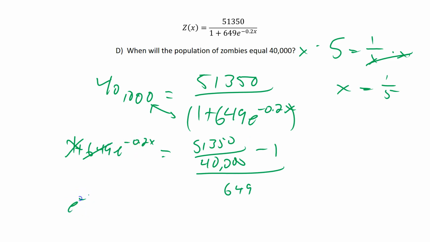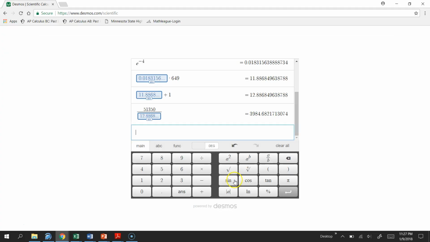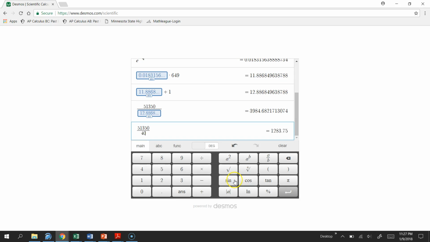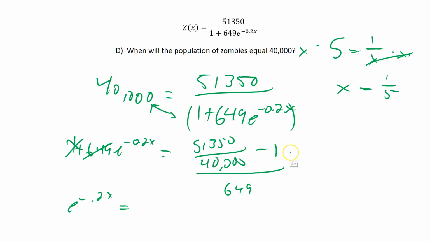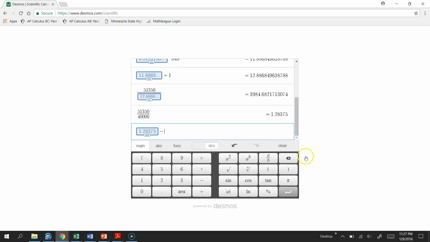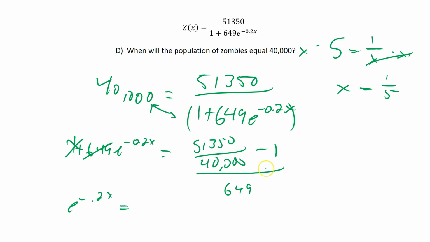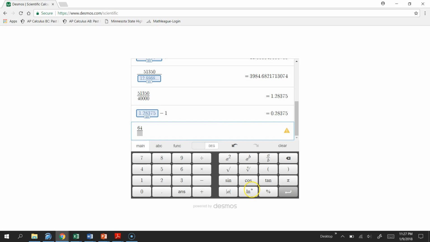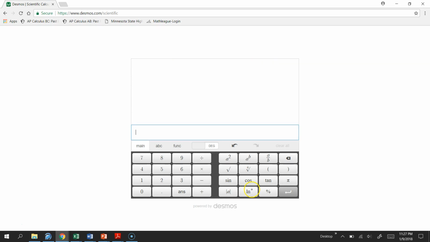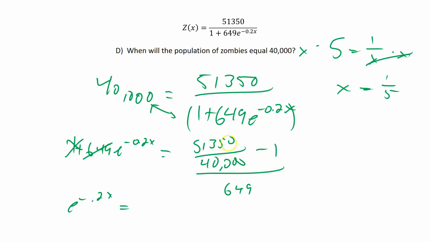So I have e to the negative 0.2x is equal to, let's go to our calculator, see if I can do better this time, 51350 over 40,000. All right, and then I'm going to take that, and what was it? Subtract 1. And then divide that by 649. Uh-oh. Go away. Oh, no. Oh, it's gone. All right. Well, I'm learning my lesson with this calculator, and I love it.